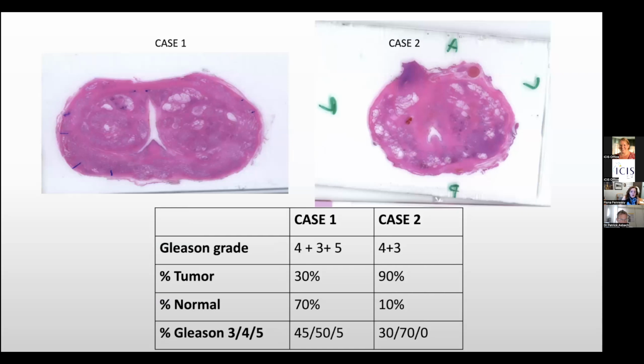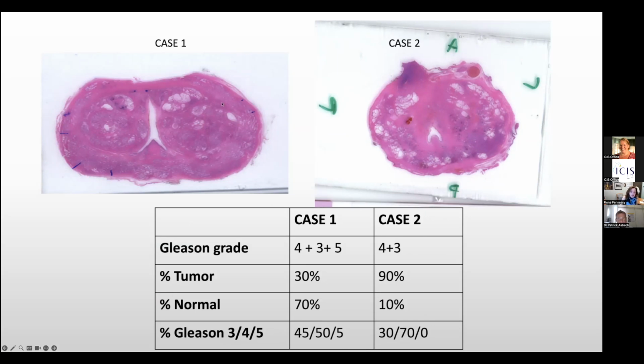What's interesting, though, is if you look again at case 2, so case 2 is here, and this was our tumor over here. In the area of tumor, it was 4+3, and it was full of 90% tumor in this area. So when they looked at it on pathology, the composition of that area was 90% tumor and just 10% normal cells. The percentage of Gleason was predominantly Gleason pattern 4, 70%. So it was pretty obvious to see.